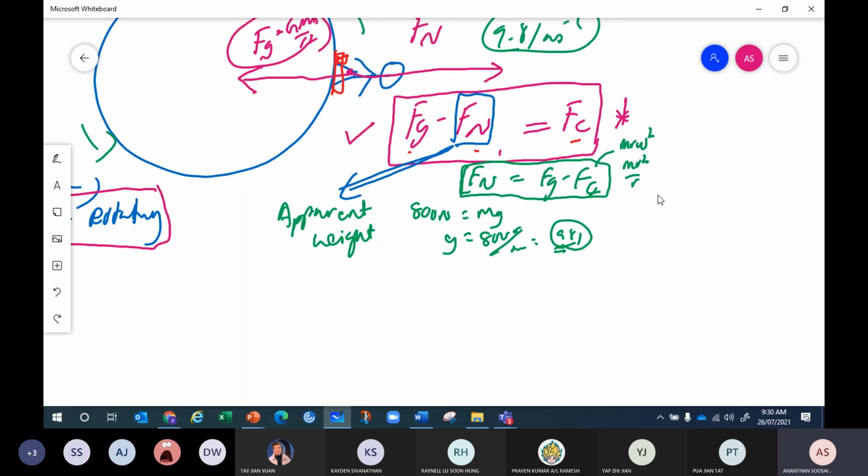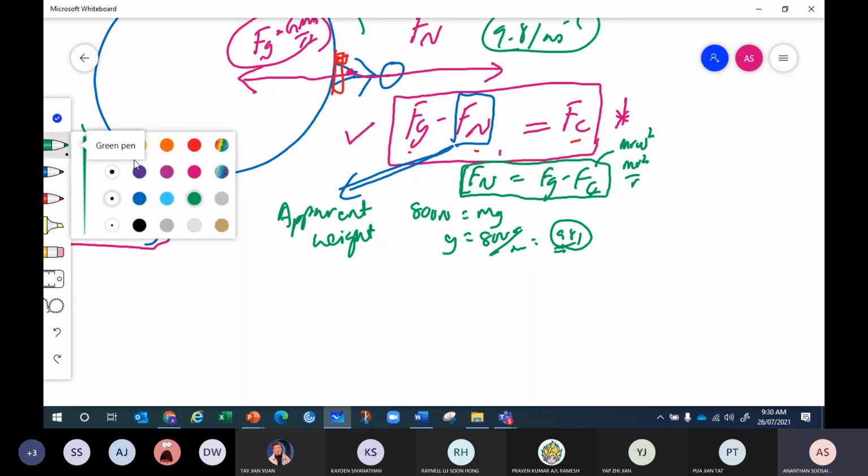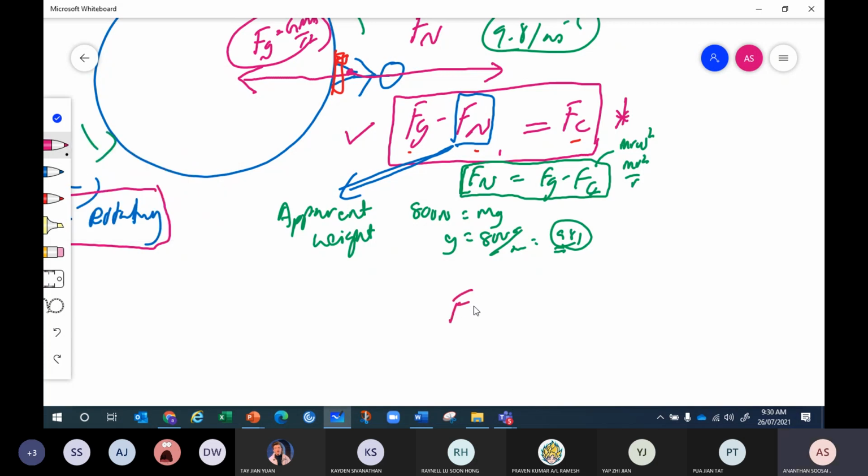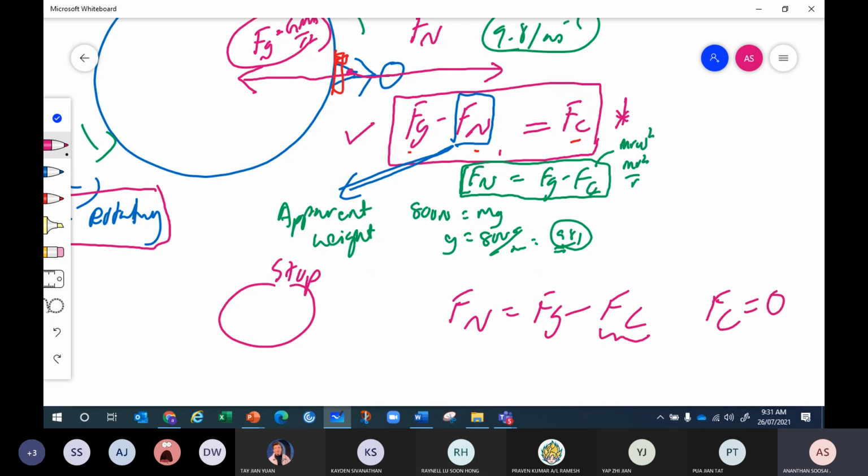Everything comes from this formula. Fn equals Fg minus Fc. If the Earth stops rotating, what happens to Fc? Fc becomes 0, right? No centripetal force anymore. In m r omega squared, omega is 0 already. Or in m v squared over r, the v becomes 0, so the centripetal force becomes 0.